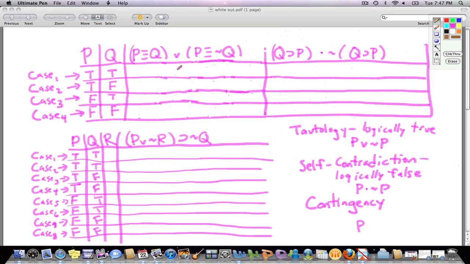So let's go ahead and do that. If we find out that in every case the claim is true, that would mean it's a tautology. If in every case it was false, it would be a self-contradiction. Otherwise, it'll be a contingency. Any basic claim without any logical operators must be a contingency.